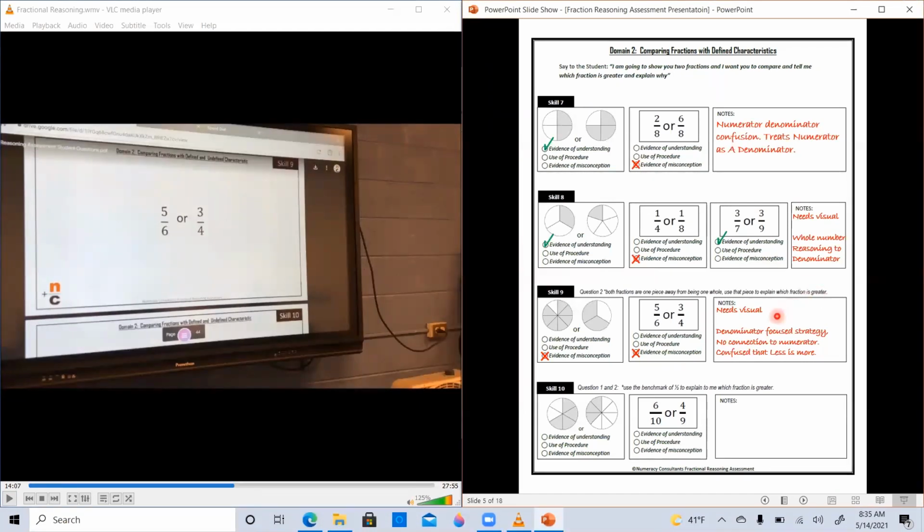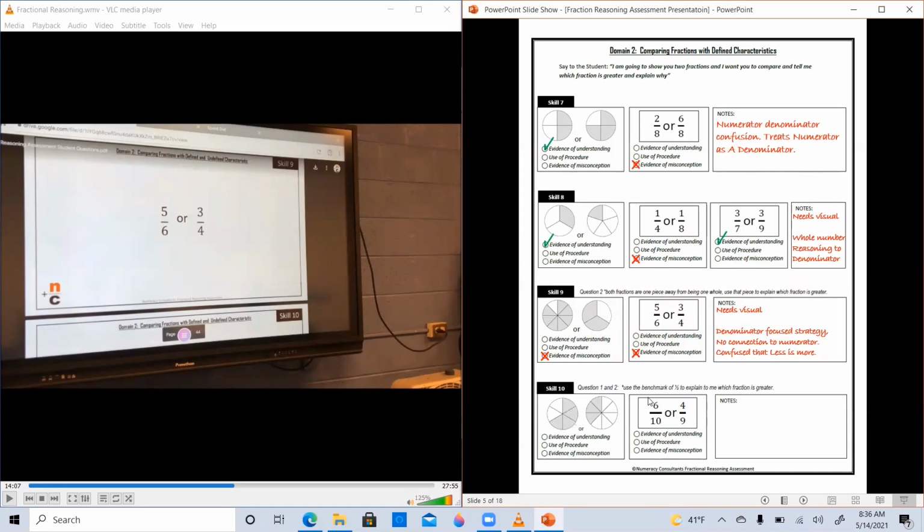He doesn't understand. And so again, this is an area we know we can target in on instruction: characteristics of fractions. He's not really understanding how to compare them. Okay. And the last one, questions 1 and 2, has to do with using the benchmark of half to explain. So it's going to say for question 1 and question 2, use the benchmark of half to explain to me which fraction is greater.